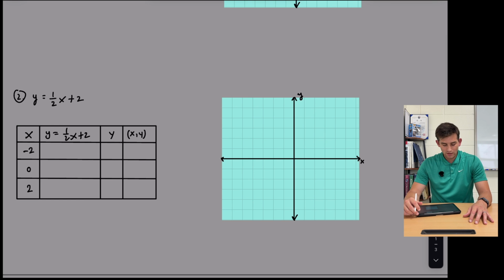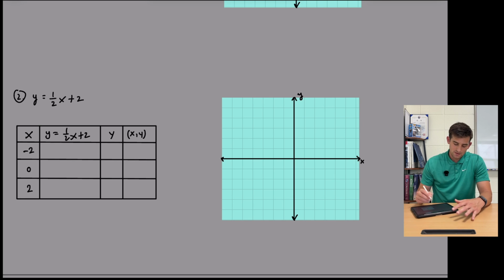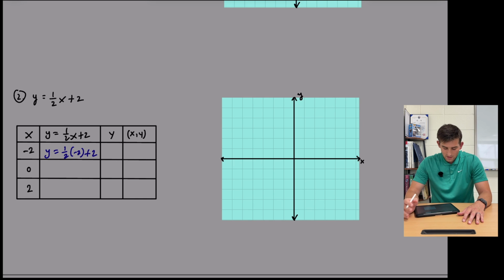Here we have y equals 1/2 x plus 2. Notice my x values are either 0 or they are even numbers. It's going to make the math easier, because when I plug something in for x, we're going to multiply by 1/2. So it's a lot easier if I don't want to work with fractions to use even numbers or 0 with this one. So y equals 1/2 times negative 2 and then plus 2. Half of negative 2 would be negative 1, and then we add 2 to negative 1 and we get 1.